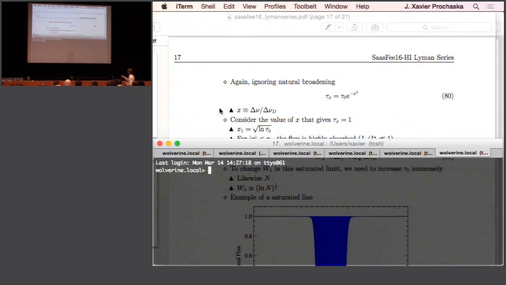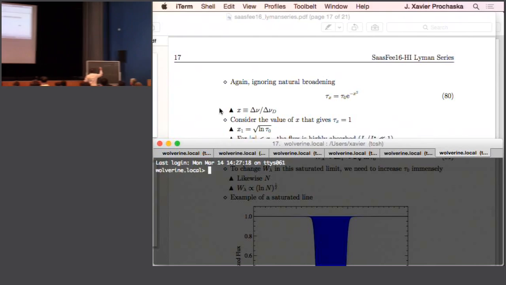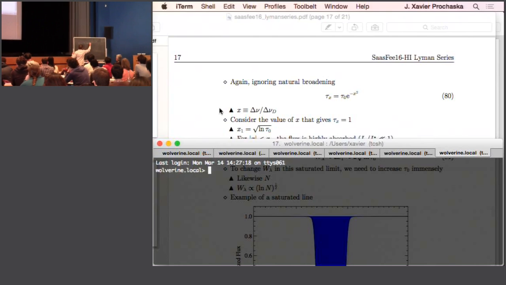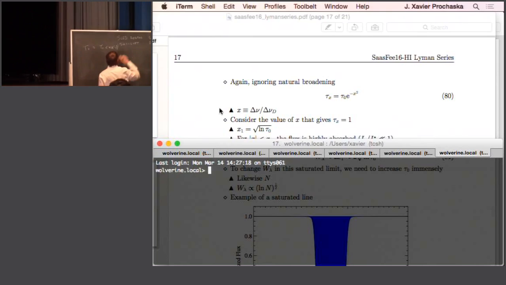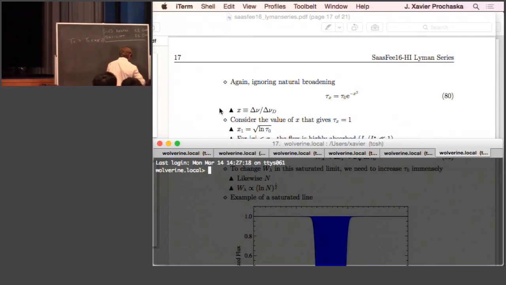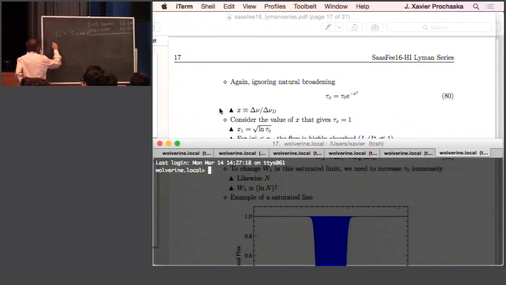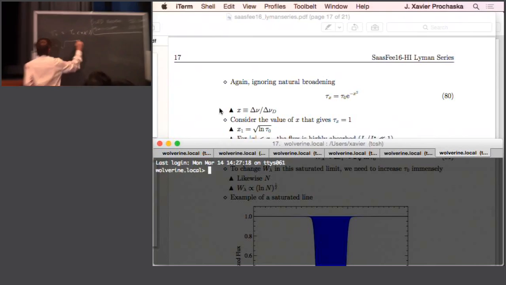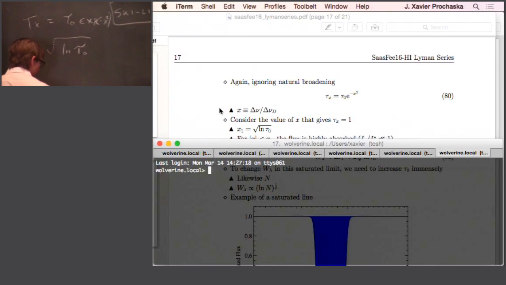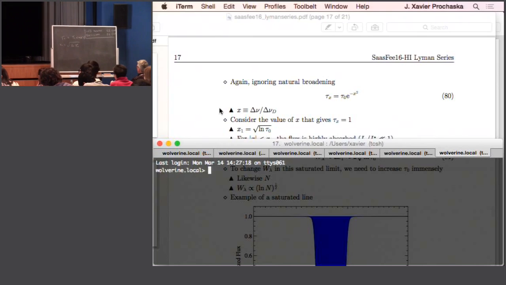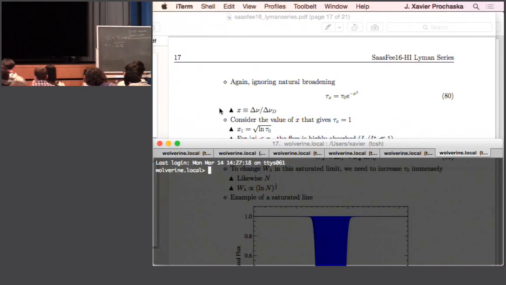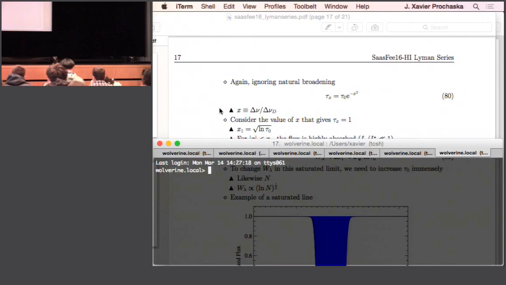You get an x value which goes like, maybe just write it out, tau of x, the line center value, times e to the minus x squared. And then we solve for where tau of x equals 1. That just gives you x1 equal to the square root of the natural log of our line optical depth. Again, the central optical depth is primarily proportional to the column density.